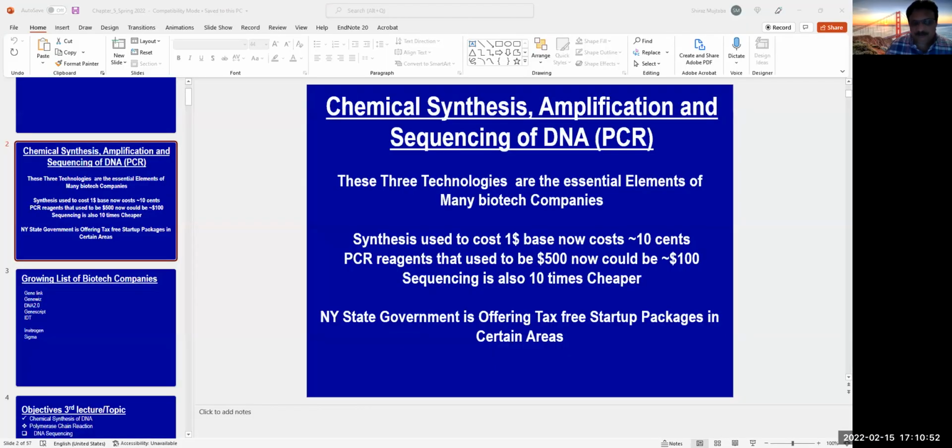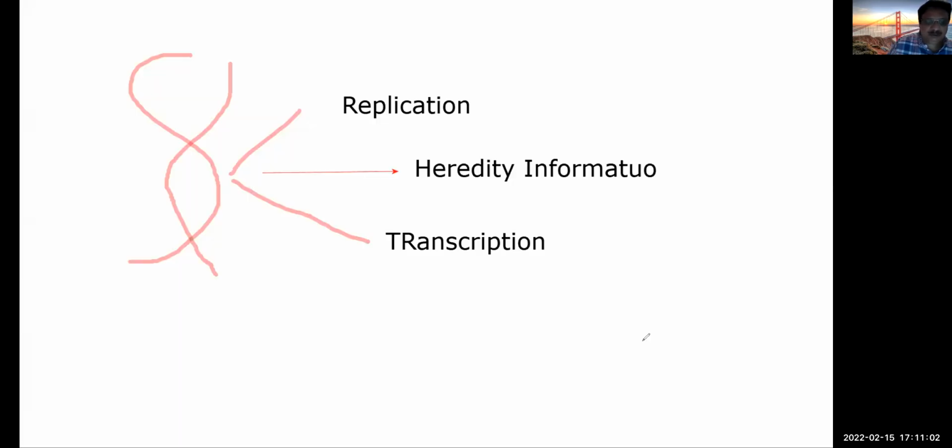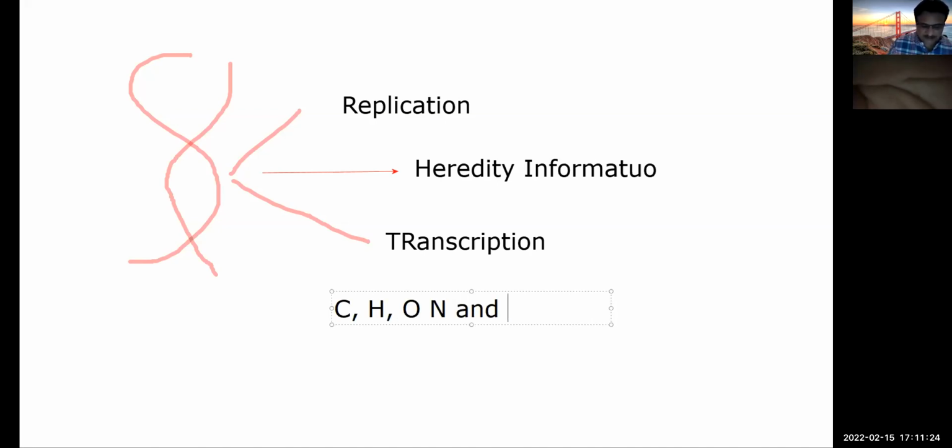Today we are covering chemical synthesis, chemical amplification, and sequencing. So I just mentioned earlier that DNA is a chemical molecule. It's an organic molecule. It has carbon, hydrogen, oxygen, nitrogen, and phosphorus. Right?